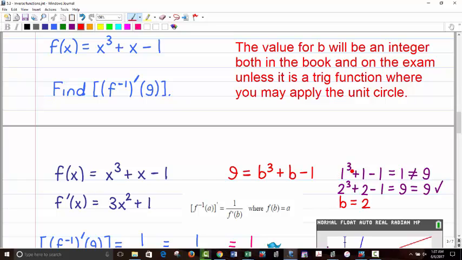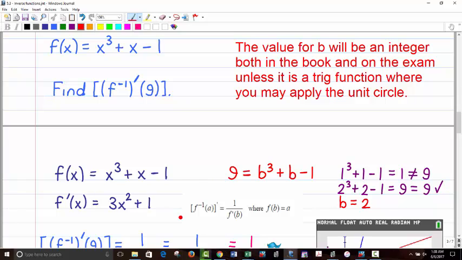So I came over here and put in 1. I tried 1. 1 cubed plus 1 minus 1. That gave me 1. That's not right. Then I tried 2. 2 cubed plus 2 minus 1 equaled 9. Bingo. That means b is 2. So you can just do it by trial and error. You're not going to have to solve this algebraically.